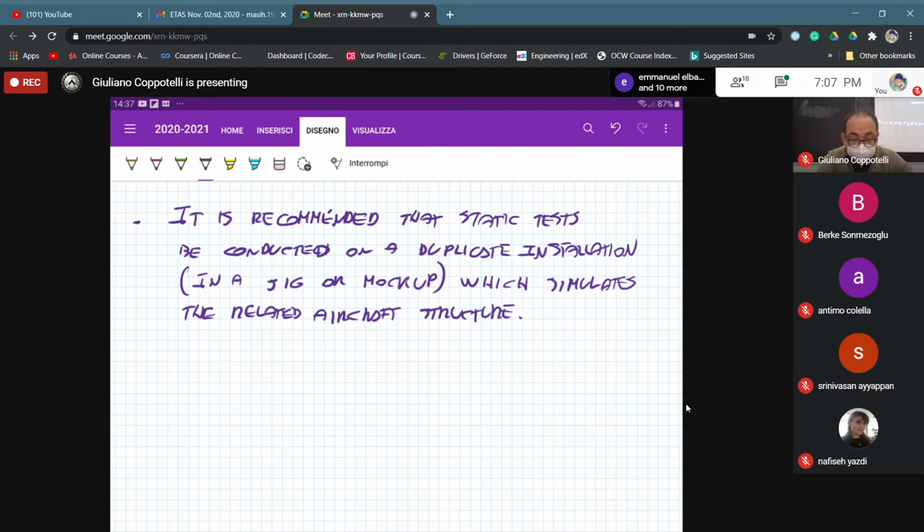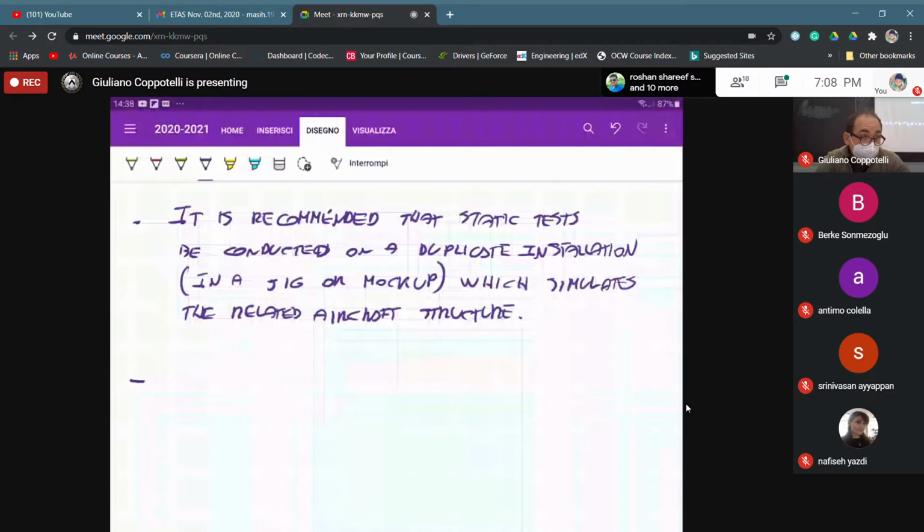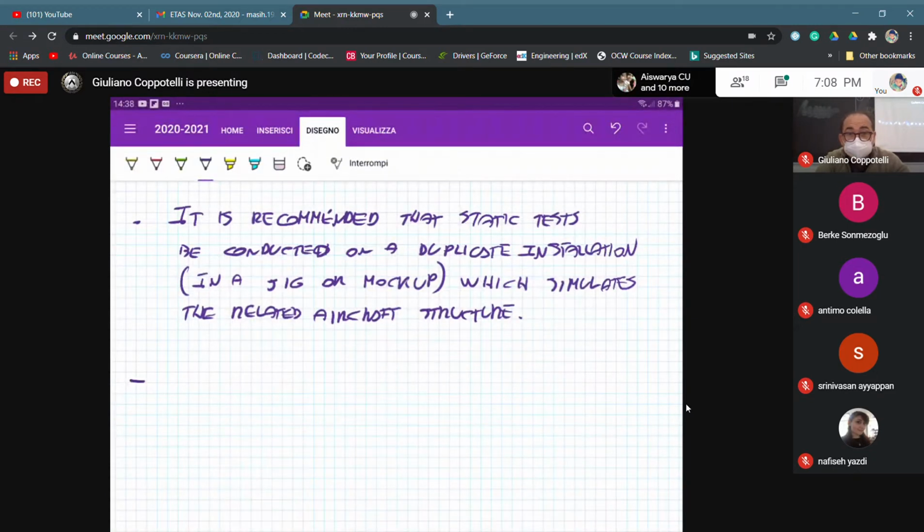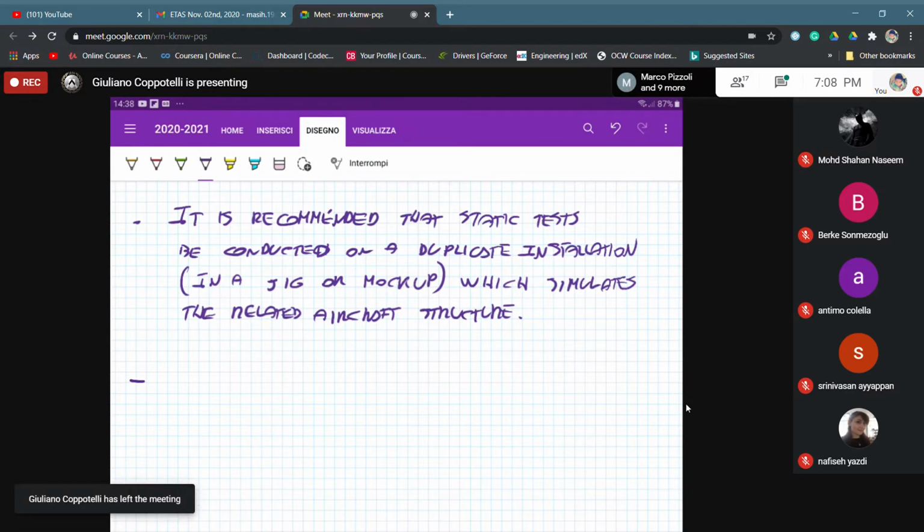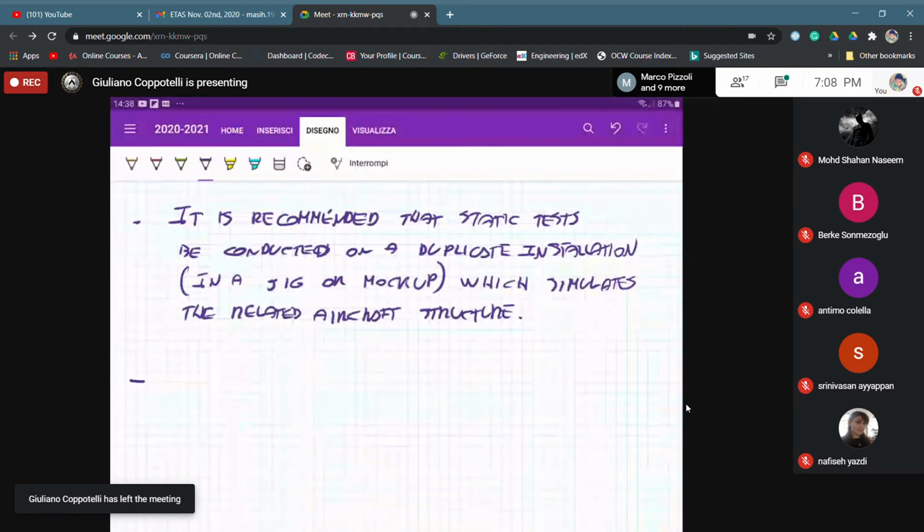Okay, so it is recommended that these static tests are carried out in a duplicate installation, okay, in order to have the same structural behavior as the one that we would like to test. Moreover, when referring to loads, the external loads should be discretized, okay, because we are not going to excite the loads just because we have a continuous load in real life, so we have to discretize these loads.